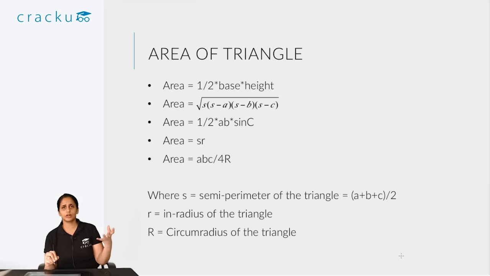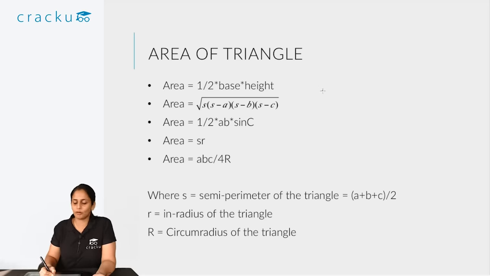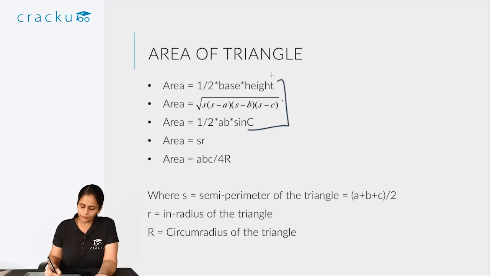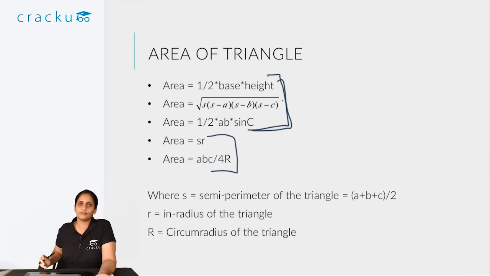So now we'll come to the concept of area of triangles. As I said, the basic formula for triangles is half into base into height. You should obviously know this by now. Another formula, these two are kind of the three formulas that you should remember for CAT. These two formulas are not formulas for deriving area, rather they are formulas for deriving the inradius and circumradius given the area. So what are these formulas? Let us just first figure out.